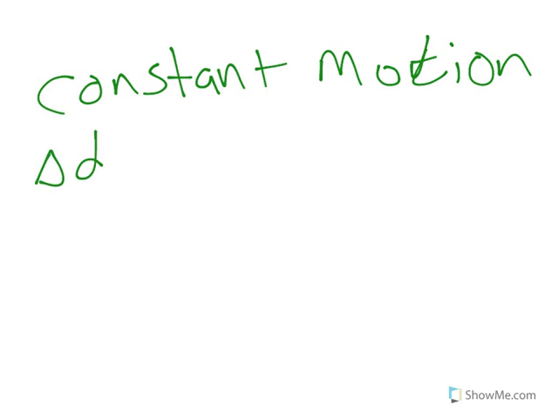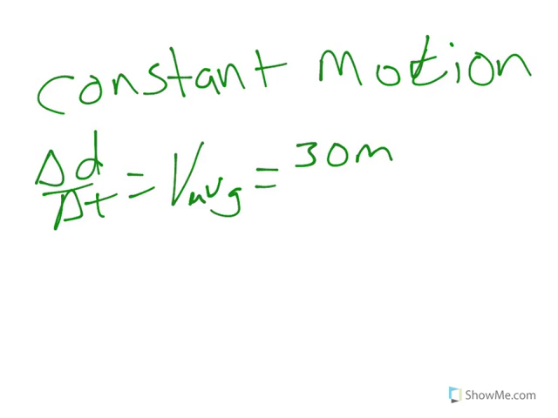Well, change in distance over change in time equals average speed. This thing started at 0 and ended at 30 meters, so the change in distance is 30 meters. And then it started at 0 time and ended at 6 seconds, so its time was 6 seconds, so it's 5 meters per second.